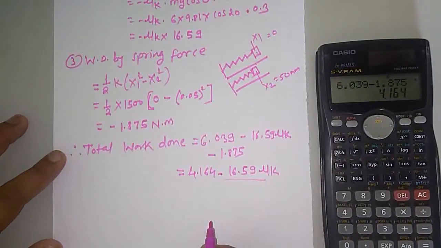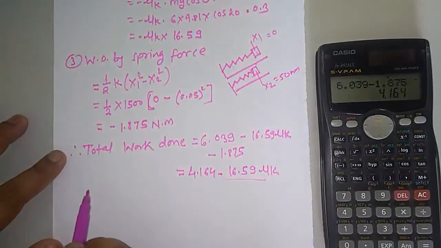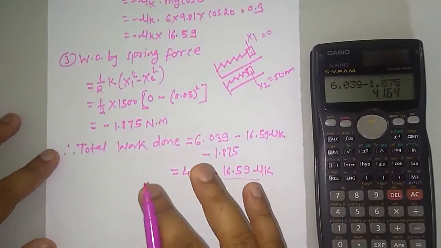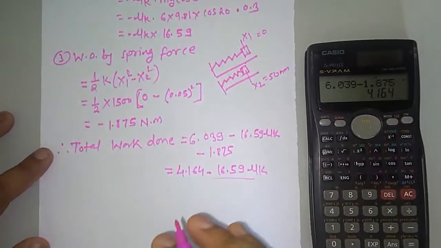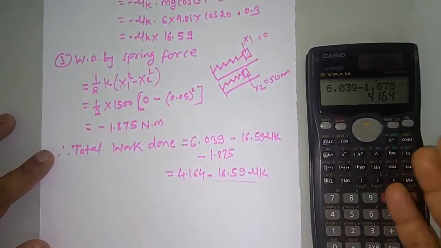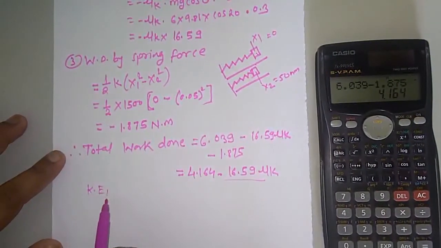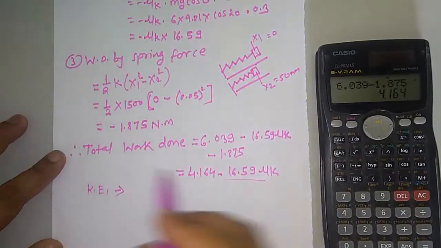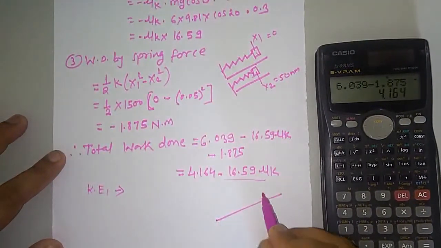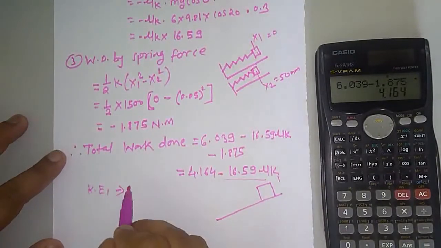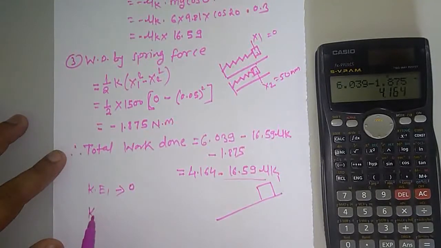Now talking about the kinetic energy. So this is the total work done. We know the relation between work done and energy. That is, the total work done is the change in kinetic energy. So first of all we will find the kinetic energy. Kinetic energy at position 1: if you see, at position 1 the block was at rest, which means the kinetic energy is 0.